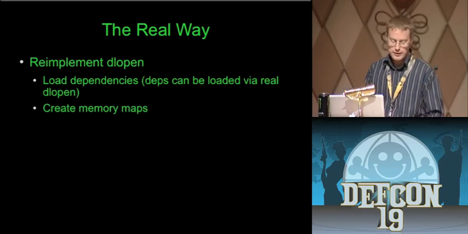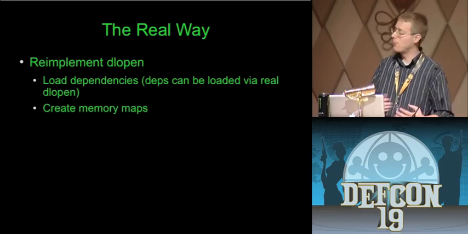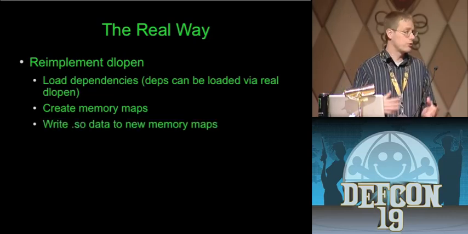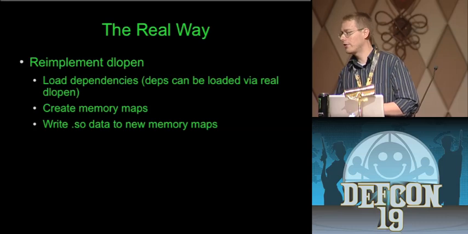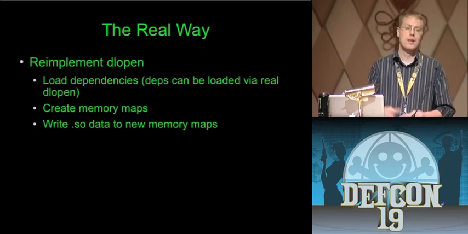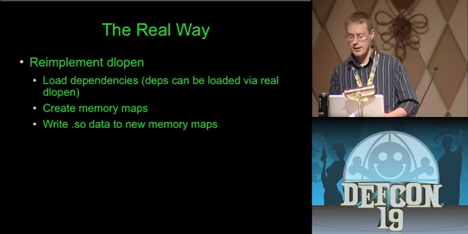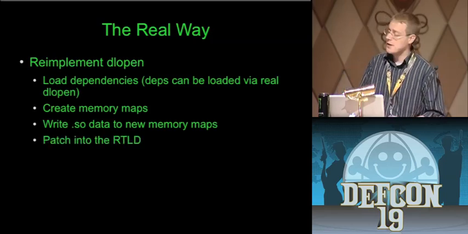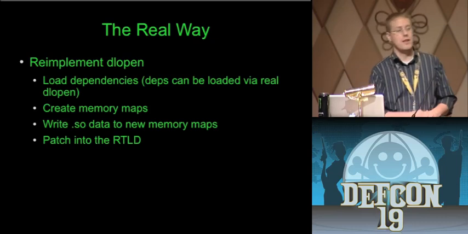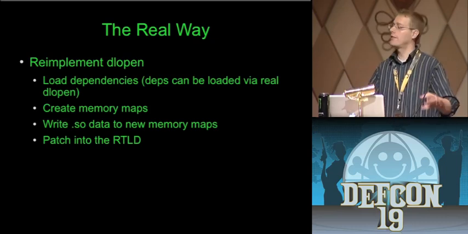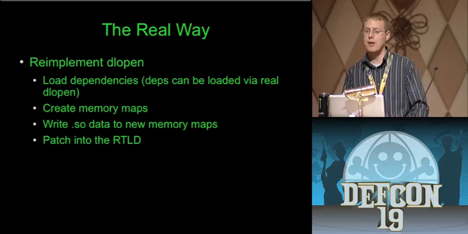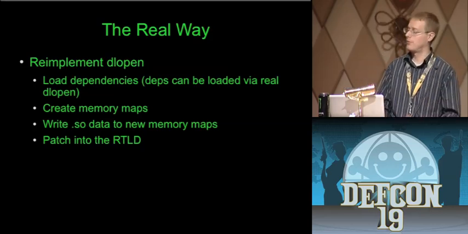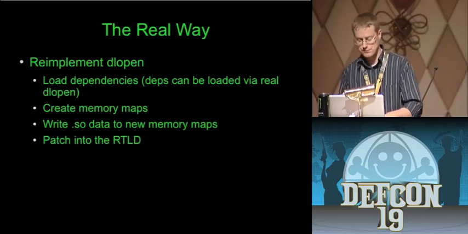So what you'll do is create memory maps, and write shared object data to those new memory maps. You'll look at the program headers, which tell you how to load that shared object, and you'll load what it tells you to in these new memory mappings. And then you'll patch into the runtime linker. That's important because the runtime linker is the one responsible for resolving where in memory functions are located, like printf and memset and mmap, that kind of thing.